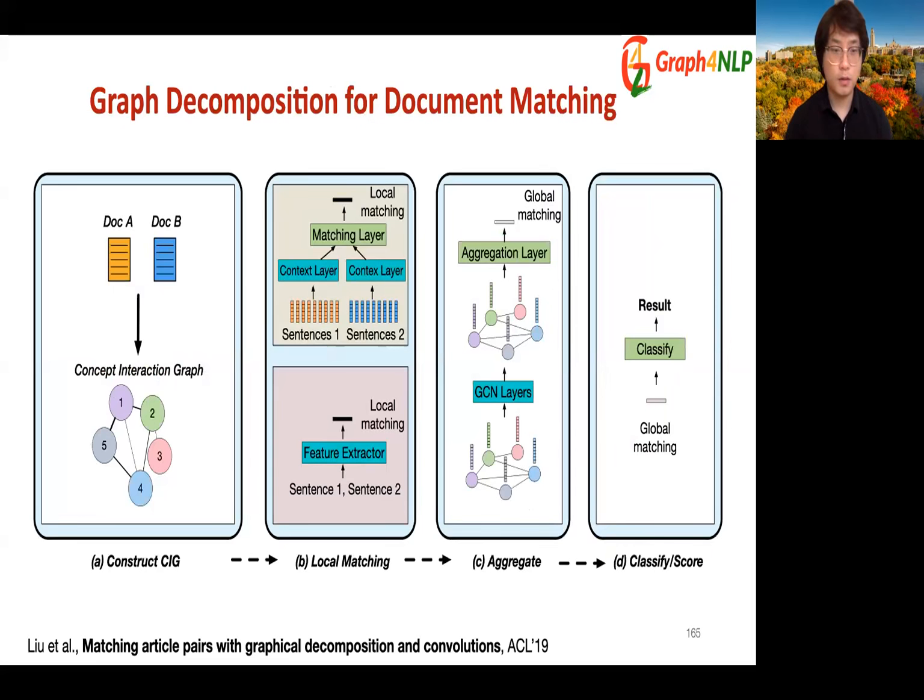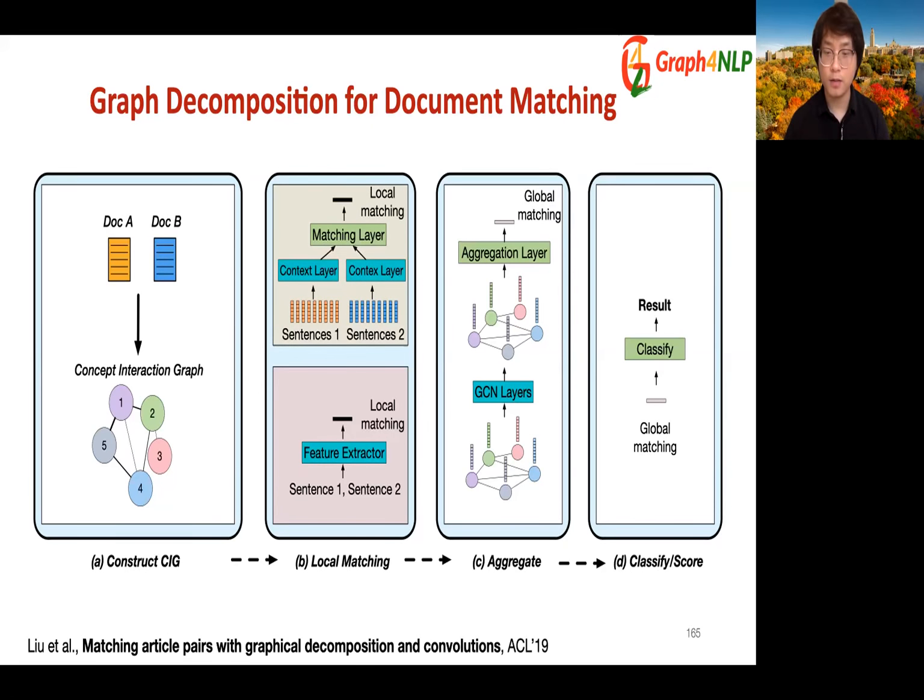Here is the long document matching algorithm, which is called graph decomposition for document matching. We first construct the concept interaction graph from a pair of documents, document A and document B. Then for each node, we have 2 lists of sentences from A and B. We can perform short text matching by different algorithms. For example, we can calculate sentence similarities, or we can apply a Siamese neural network to encode the 2 pieces of sentences from the 2 documents and compare the results. Basically, we can get a local matching vector for each node.